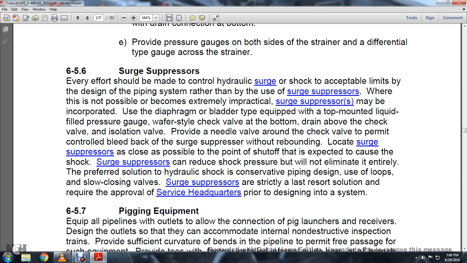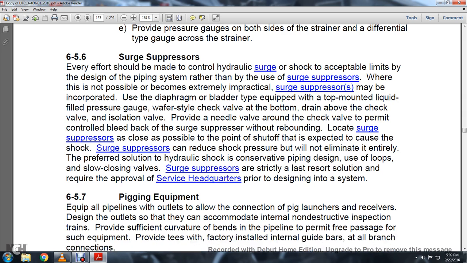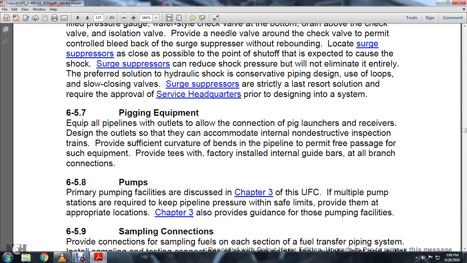a drain bulb at the check valve, and an isolation valve provided with a needle valve around the check valve to permit the controlled bleed-back of the surge suppressor without rebound. Locate the surge suppressor as close as possible to the point of the shutoff that would cause the shock. A surge suppressor can reduce the occurring pressure but will not eliminate it entirely. The preferred solution for hydraulic shock is conservative pipe design using loops and slow-closing valves. Surge suppressors are a strictly last resort solution. Require approval of service headquarters as part of the design.